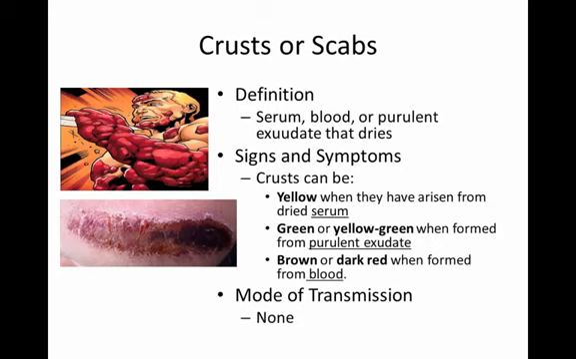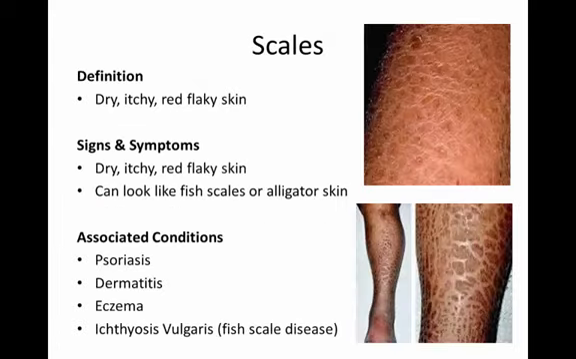A crust or scab is serum, blood, or purulent exudate which dries and is a hallmark of a pyogenic infection. Signs and symptoms of crusts: they can be yellow when they have arisen from dried serum, green or yellow-green when formed from purulent exudate, brown or dark red when formed from blood, and the mode of transmission is none, so these are not contagious either.